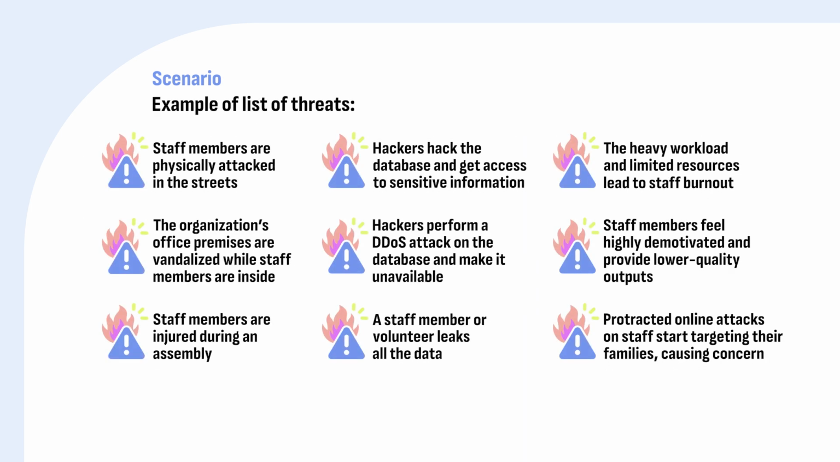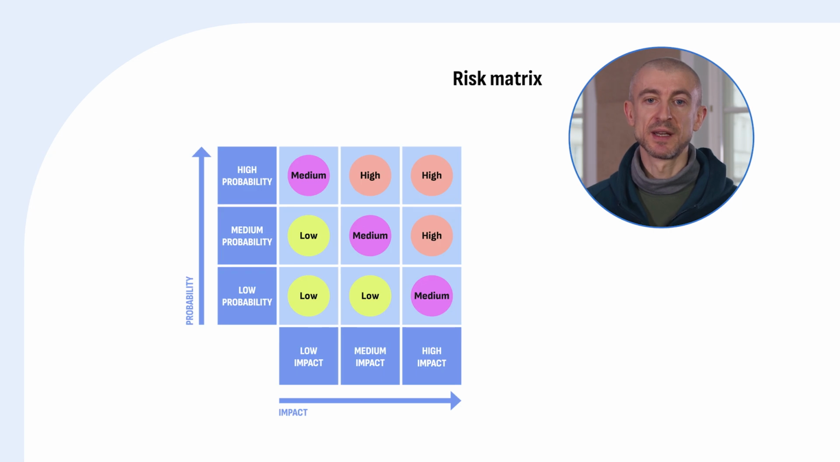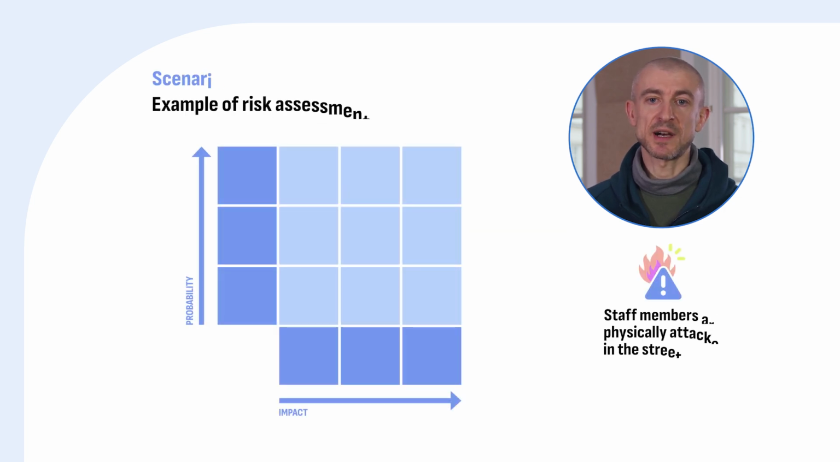In light of this information, where would you place the probability for each of these threats? Would you assess it as high or low? What about the impact? Try to evaluate the probability and impact of each threat and place them on a risk matrix. As a result of this exercise, we'll be able to identify and prioritize our risks. Let's start with staff members are physically attacked in the streets.